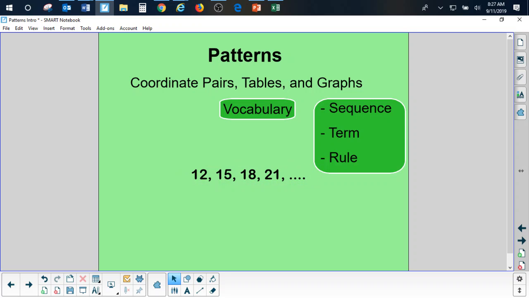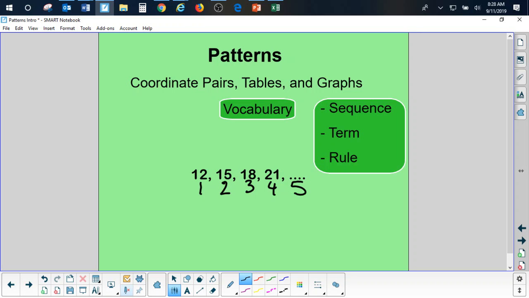That's your sequence. A term is just one of those numbers. So 12 is a term, 15 is a term, 18 is a term, 21 is a term. They'll refer to those when they're looking for different terms. So they'll look for a missing term or the fifth term in this case, because we have the first term, the second term, the third term, the fourth term. We're missing the fifth term.